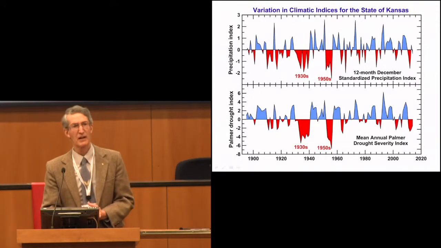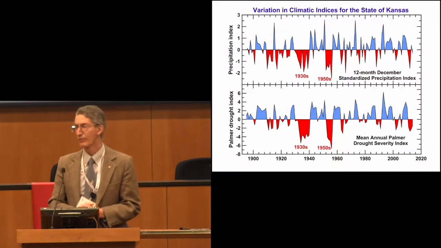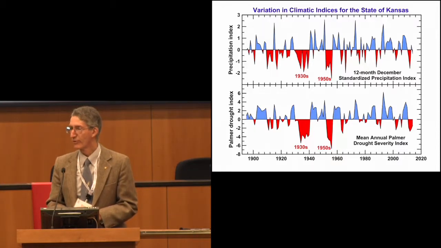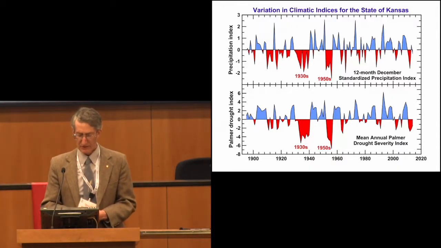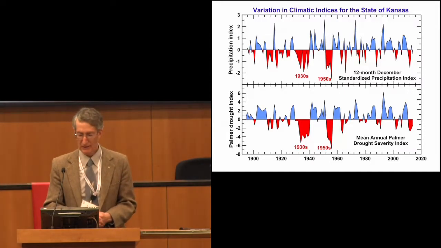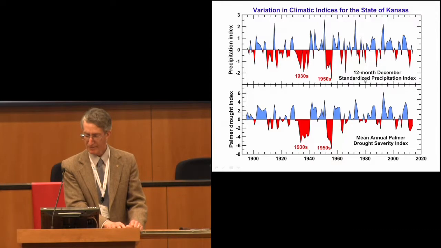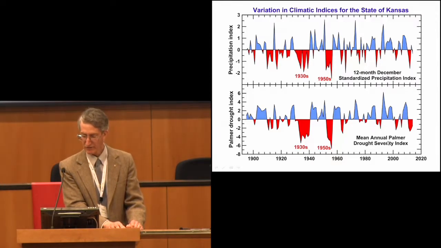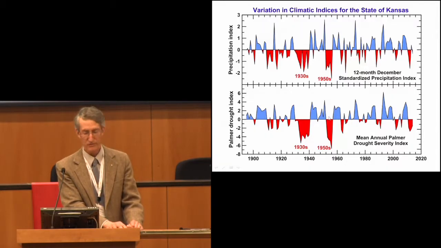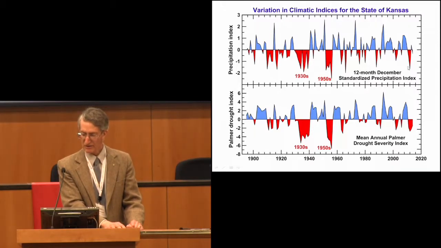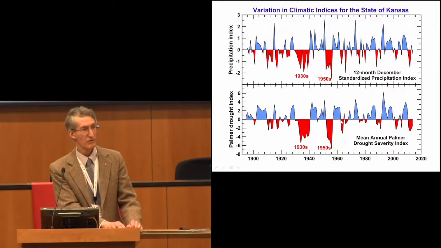So what we've been doing is looking at the correlation of climatic indices with water level changes and then water level changes with water use. And some of the climatic indices we've used have been the Standardized Precipitation Index and the Palmer Drought Severity Index. Now you can see the 1930s and 1950s were especially severe droughts. The Standardized Precipitation Index is a shorter term index. You can see the longer term response of the Palmer Drought Index. And you can see the recent drought that Kansas had has not nearly been as severe as those in the past.